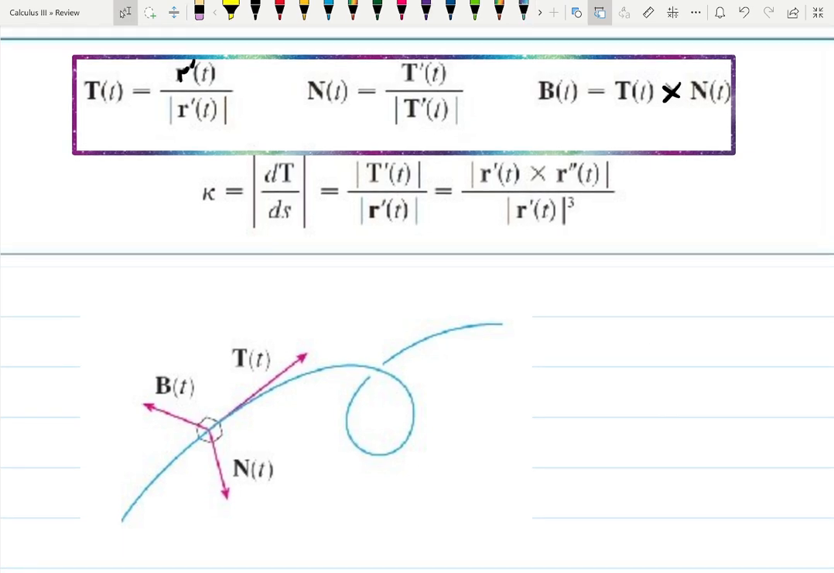Here's a nice picture of how T, N, and B are connected. The tangent vector is the one that is closest to the curve. It's tangent to the curve, so some translations say it's kissing the curve. Then the normal vector is perpendicular to the tangent, found like so. And B is found as the cross product of T and N, and if you remember, the cross product gives you a perpendicular vector.